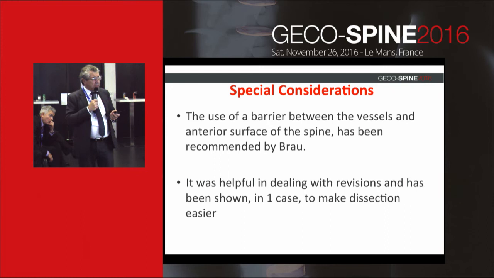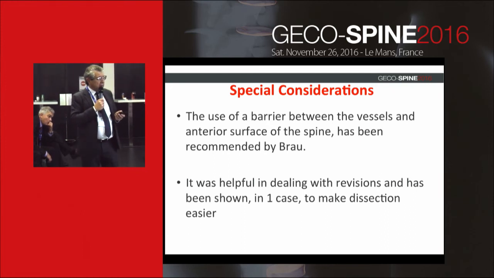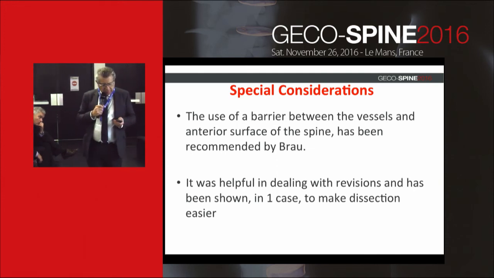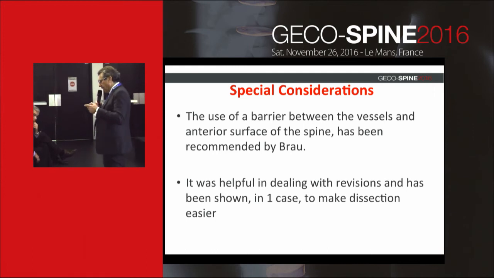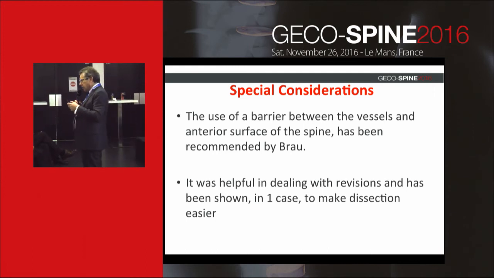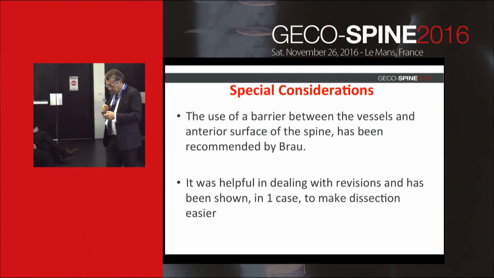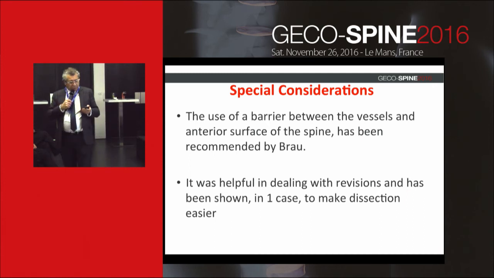The use of a barrier between the vessels and the anterior surface of the spine has been recommended by Brau. It was helpful in dealing with revision and has been shown in one case to make dissection easier. I have used it once, in one revision with this kind of barrier, and it was very easy to lift up the barrier. The tissue just underneath the barrier was more easily discovered, and we found the prosthesis more easily. But I had just one case of revision with this barrier. We have very small experience with that.